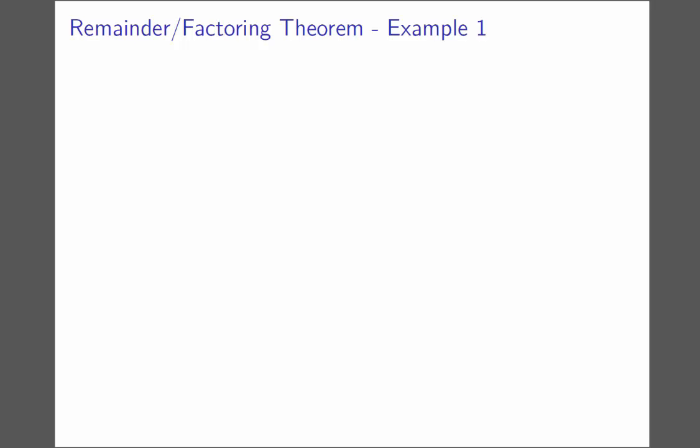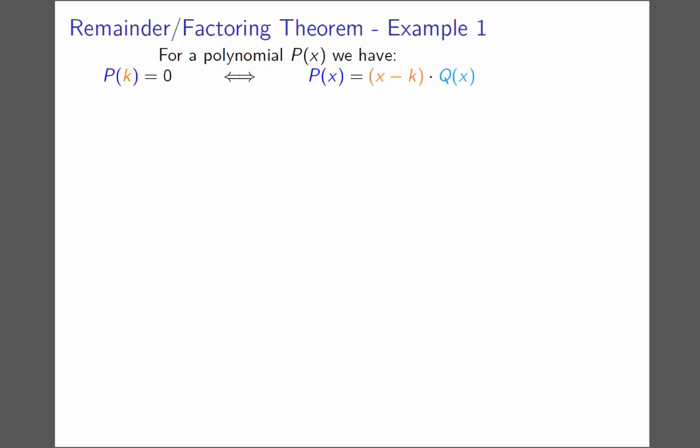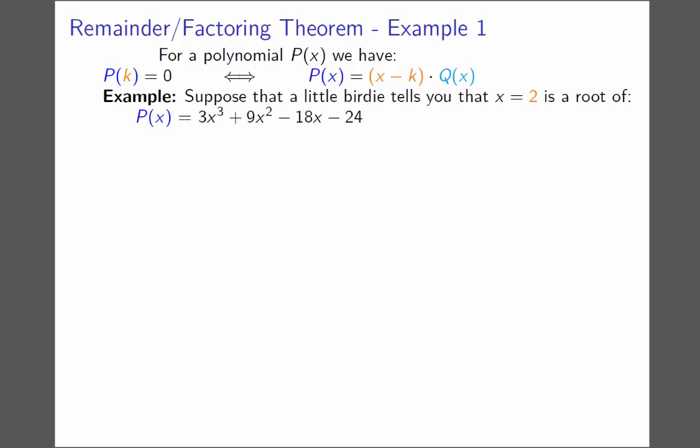Let's now look at an example using the remainder and factoring theorem. Recall, we saw that for a polynomial p of x, we have that p of k equals 0 exactly when we can factor out x minus k from p and write p of x as x minus k times another polynomial q.